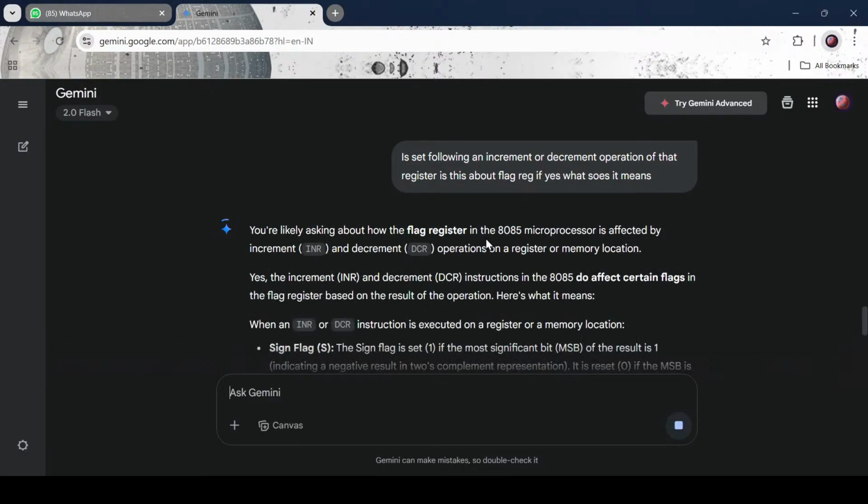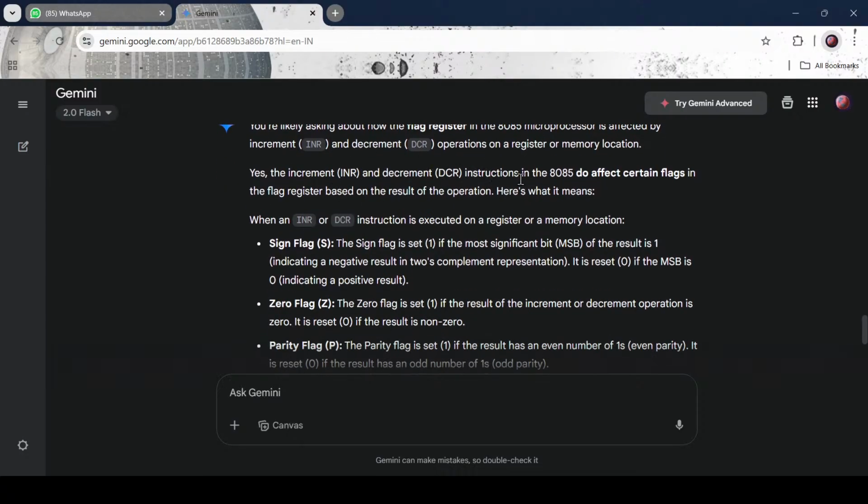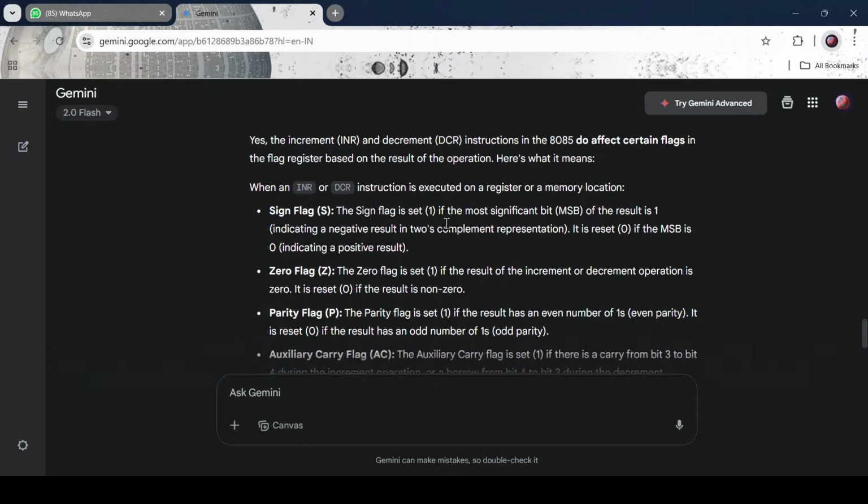You're likely asking about the flag register in 285. Yes, I am. Yes, the increment and the decrement instruction do affect certain flags. Sign flag is if most MSB of the result is 1.